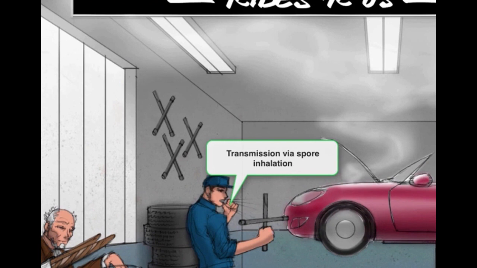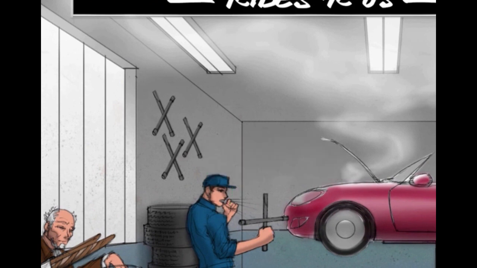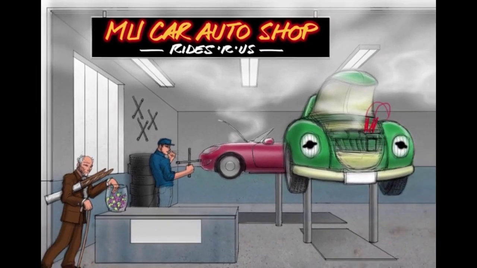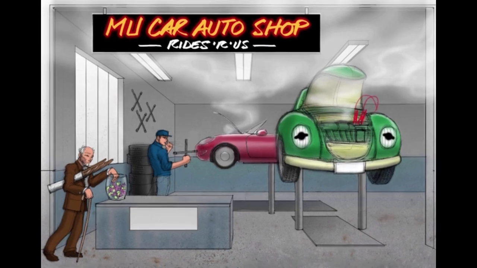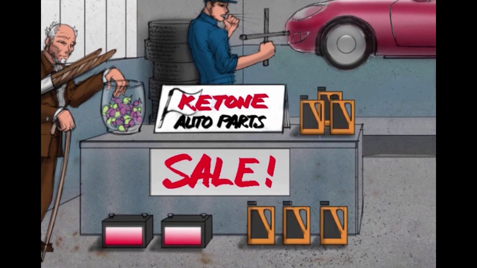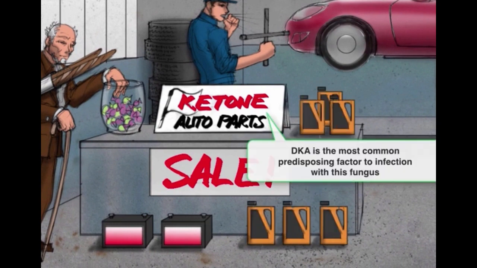So after being inhaled, the fungi like to proliferate in the blood vessel walls, especially where there is excess glucose and ketones. Remember how we said that diabetics were susceptible to this fungi? Well, can you imagine a situation where there is a high blood sugar and high ketones? That's right, diabetic ketoacidosis, or DKA. DKA is the most common predisposing factor to this fungus, and this ketotic state will be represented by this sign here, labeled ketone auto parts, which is advertising car products.